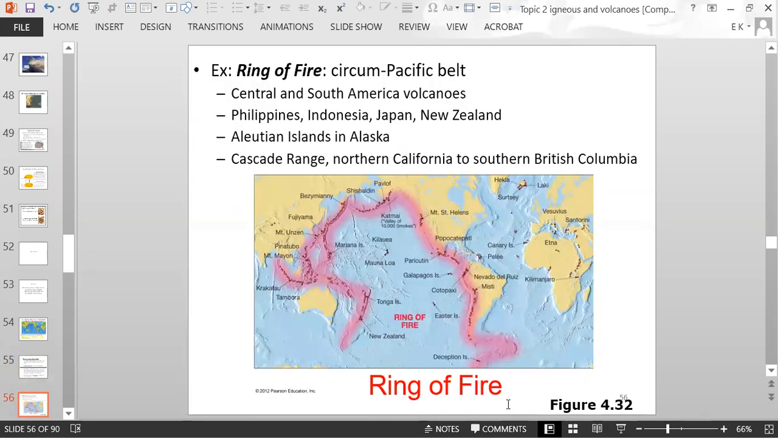So here's a map of the Ring of Fire, and it includes Central and South American volcanoes, the Philippines, Indonesia, Japan, and New Zealand, the Aleutian Islands in Alaska, and the Cascade Mountain Range in Northern California into the southern British Columbia area.